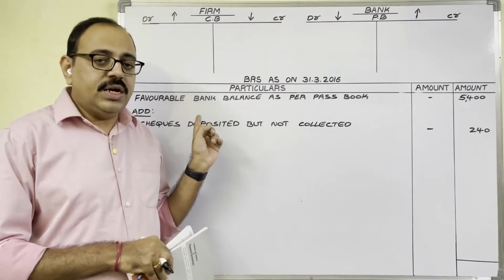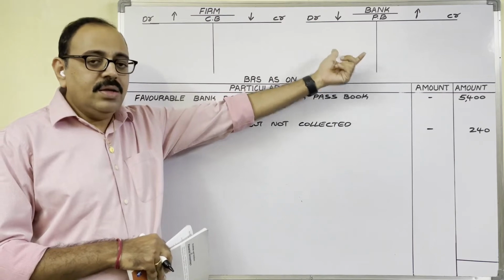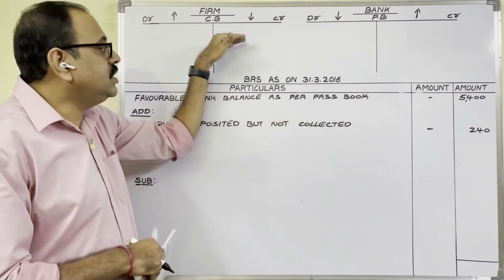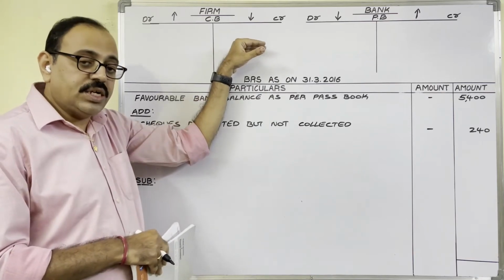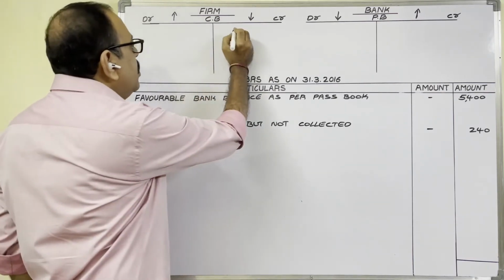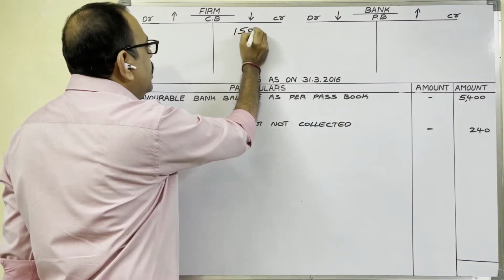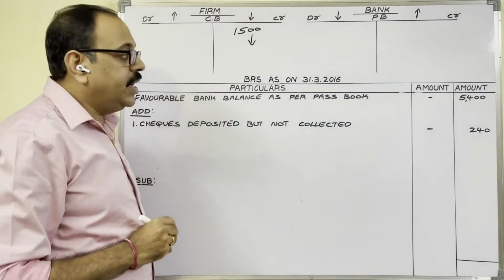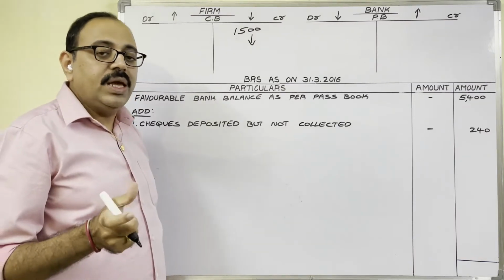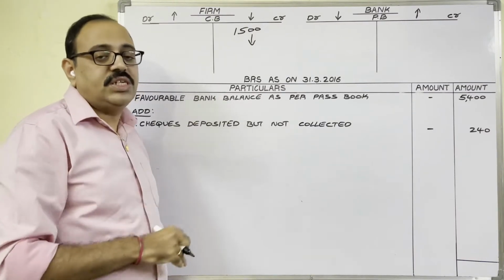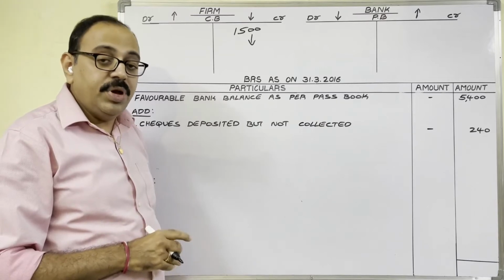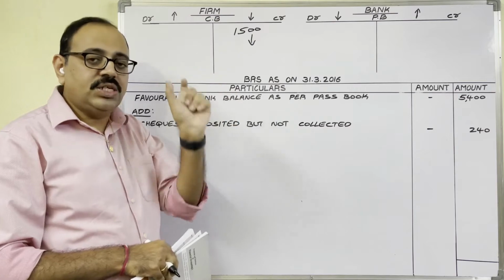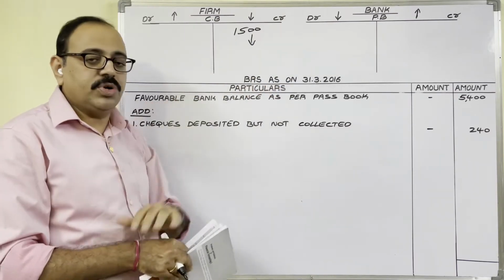So firm thinks that suppliers go to bank, they withdraw the money, bank balance is decreased. So with us cash book is there, decrease means credit side. So firm credited 1500 rupees in cash book. But bank debited 515 rupees in passbook after 1st April 2016. Means what? Till this date, 515 worth check was not debited in passbook.